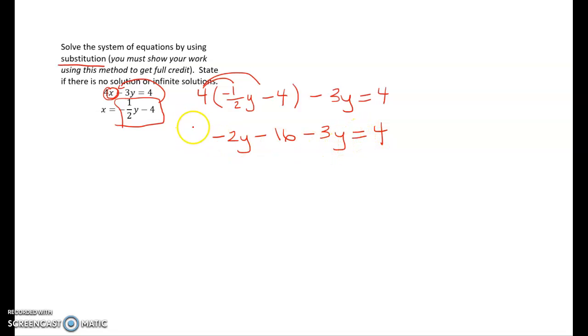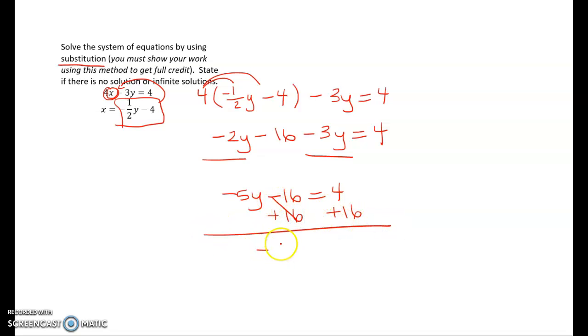Okay, so we have negative 2y and negative 3y. Those together will become negative 5y. We're not adding 3y over because they're on the same side. We're just combining the like terms. We still have minus 16 equals 4. Okay, we'll add the 16 to both sides.